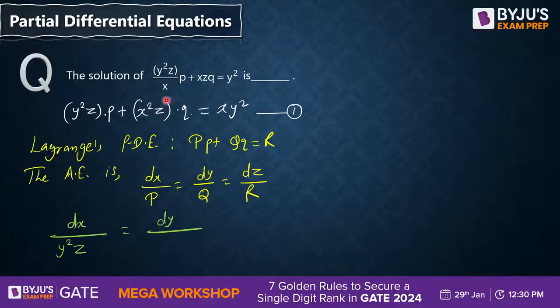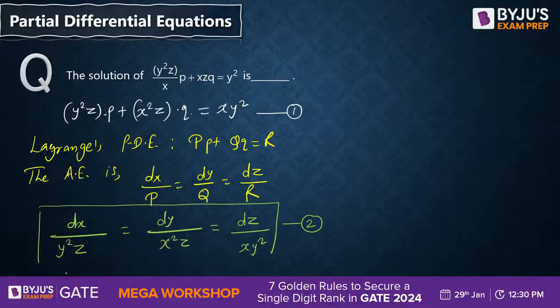What will it be? Sir, x square z, equal to dz upon R. R is this right hand side function. Great. We understood till this point. How many of you understood this Lagrange's auxiliary equation? Now we will consider two ratios at a time.